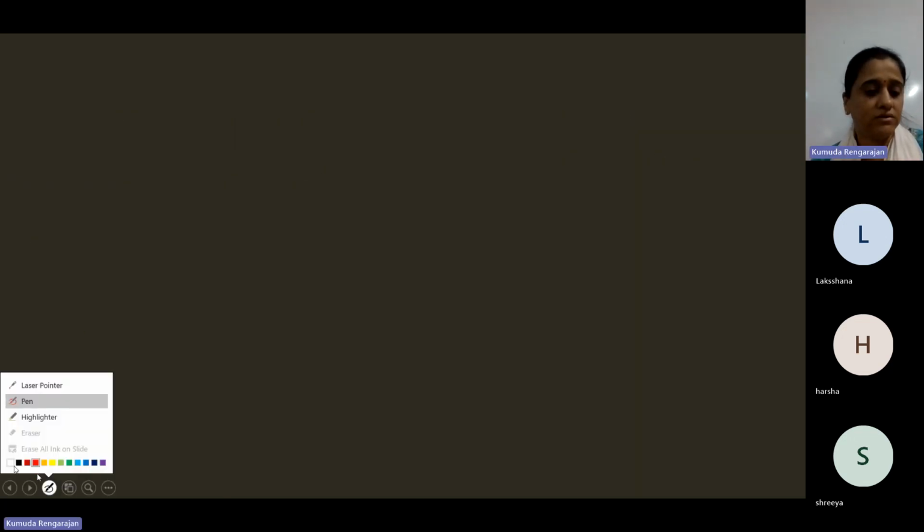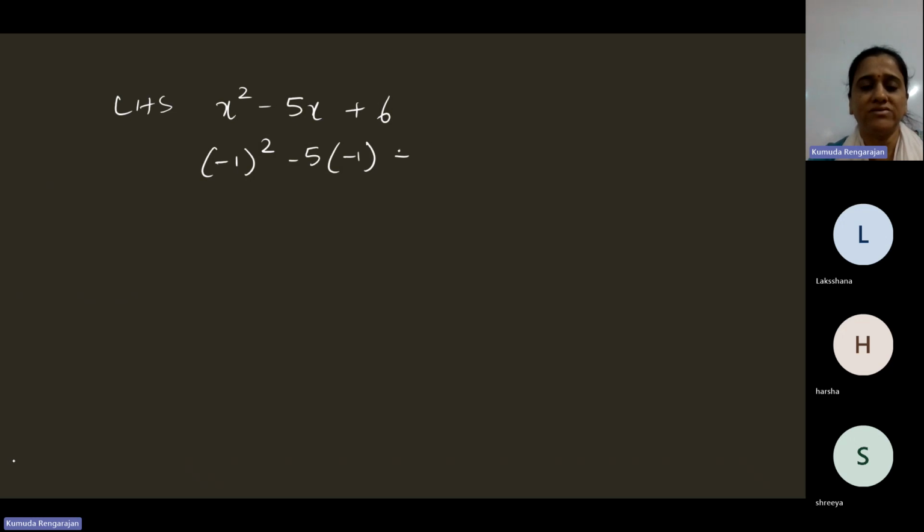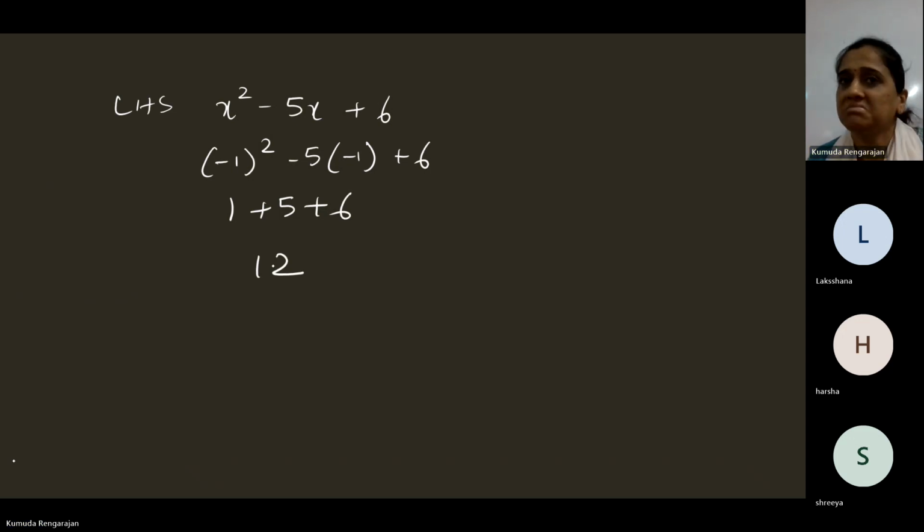Okay, we'll just take, say, minus 1. LHS, x square minus 5x plus 6. Let's take minus 1, I'm just taking anything. Minus 1 the whole square, minus 5 into minus 1 plus 6. So 1 plus 5 plus 6, 6 plus 6, 12. But RHS is 0. So LHS is not equal to the RHS.